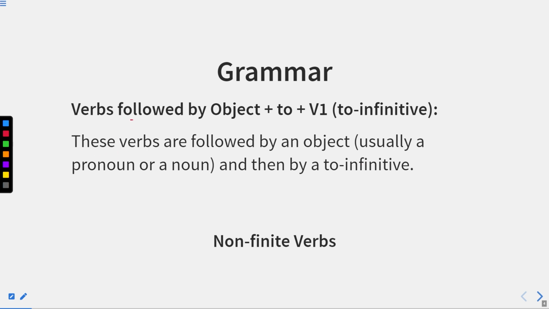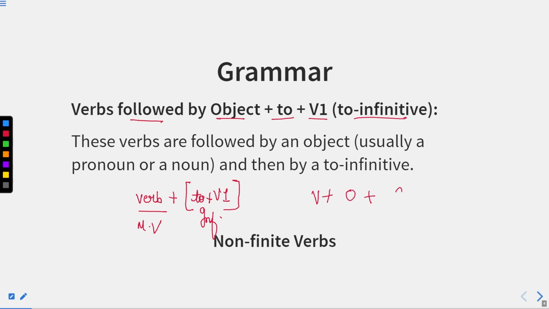First of all, verbs followed by object plus to plus verb 1, to infinitive. It means sometimes we have this structure like verb, then to plus verb 1. Now this is infinitive. This structure is known as infinitive, which comes after the main verb. Now this is the main verb, and after that we get infinitives. But sometimes it happens that first we have the verb, then we have an object, and after that we have the infinitive. This can also be the structure in the sentence. The first structure is verb plus infinitive, and the structure can be verb plus object plus infinitive. This can be as well.